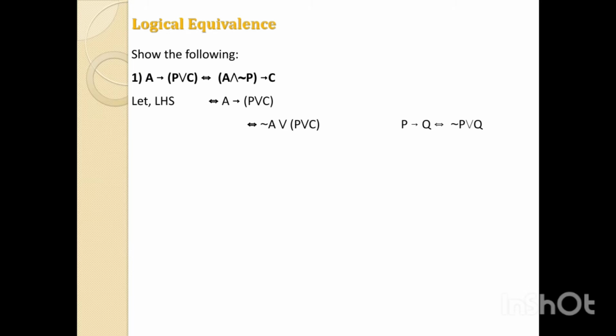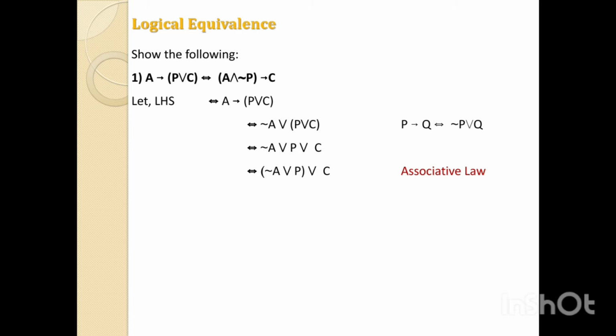Now if we look at our requirement, we require A and not P implies C. Now inside the bracket and outside the bracket there are the same symbols. That's why we can remove the bracket and we have written not A or P or C. Now we can group the not A or P together using the associative law. The next step is not A or P, the bracket, or C.